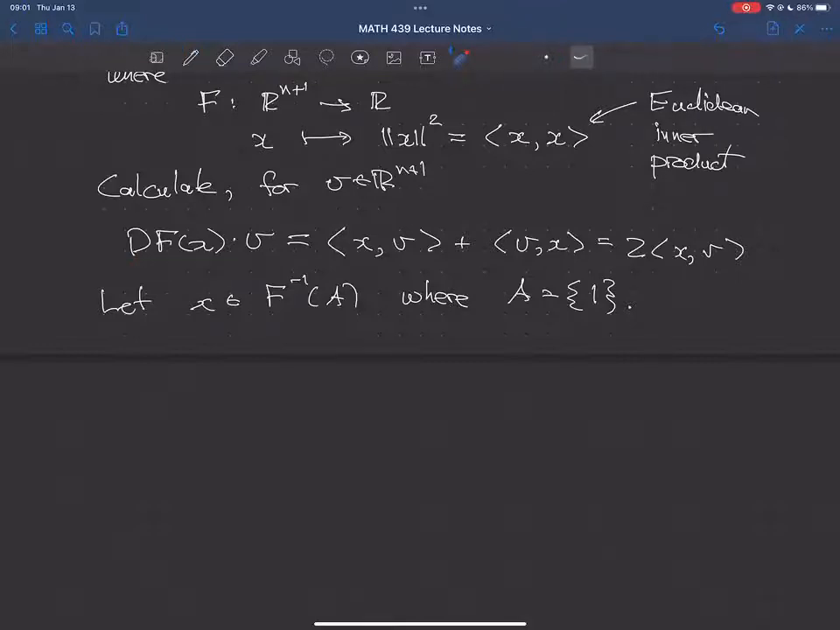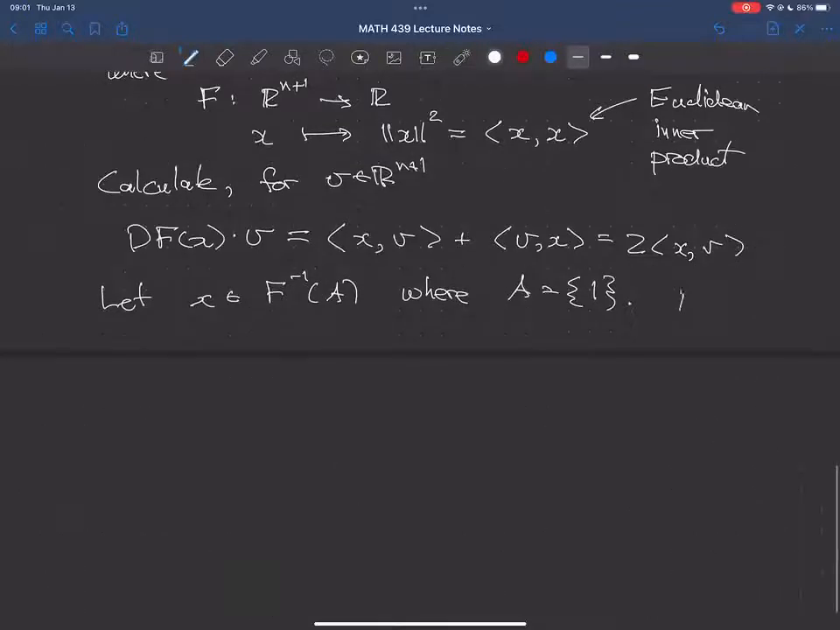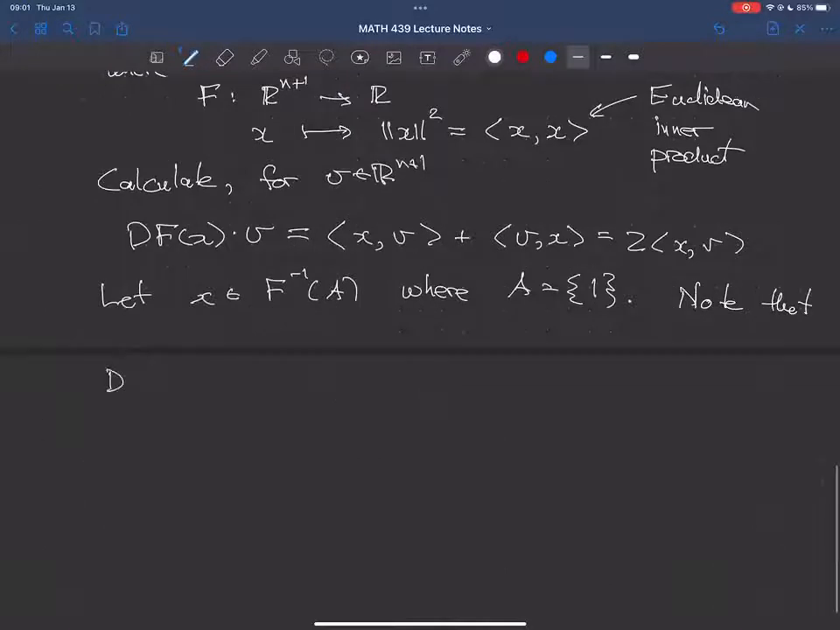Well, note that df at x is a linear map from Rn plus 1 into R1, just because f is a map from Rn plus 1 into R1, so the derivative will be a linear map between those same two spaces.